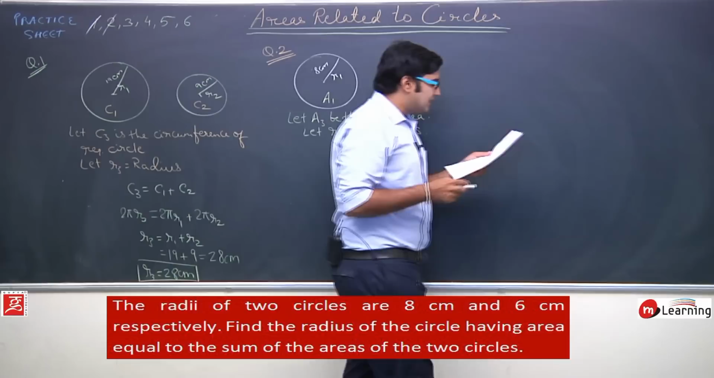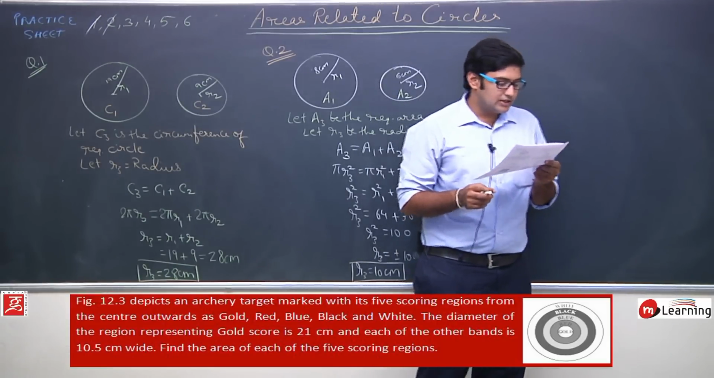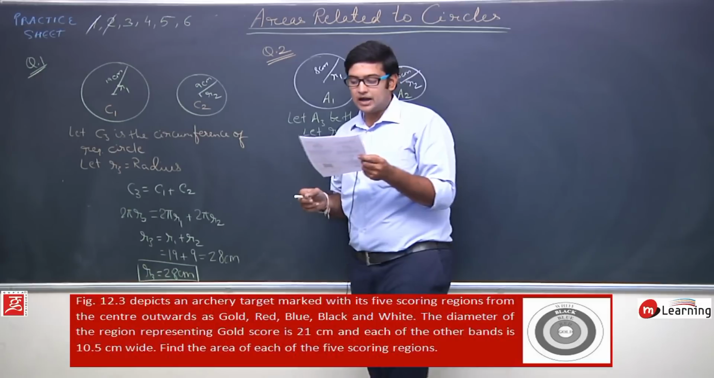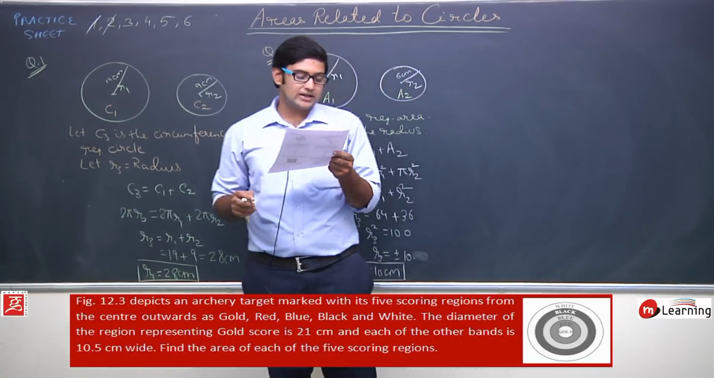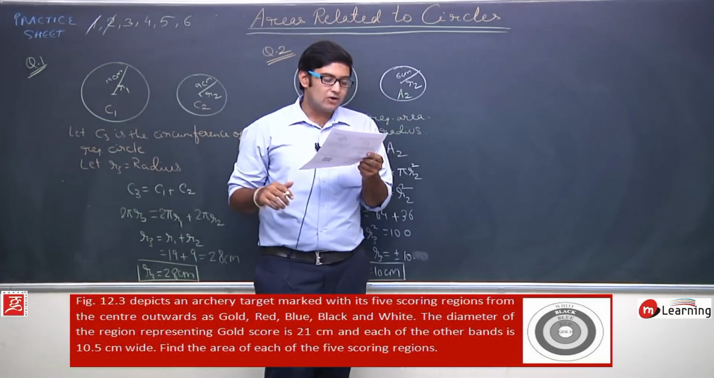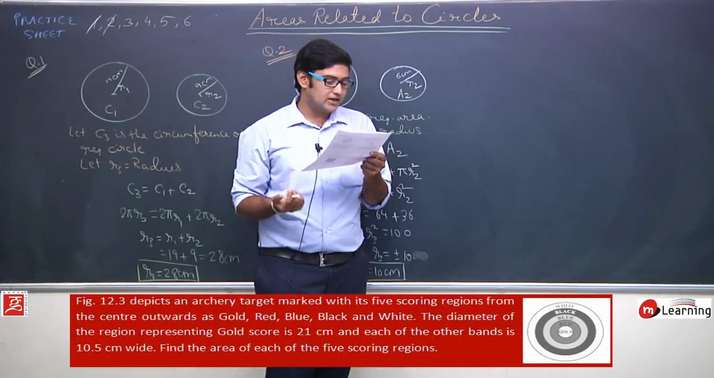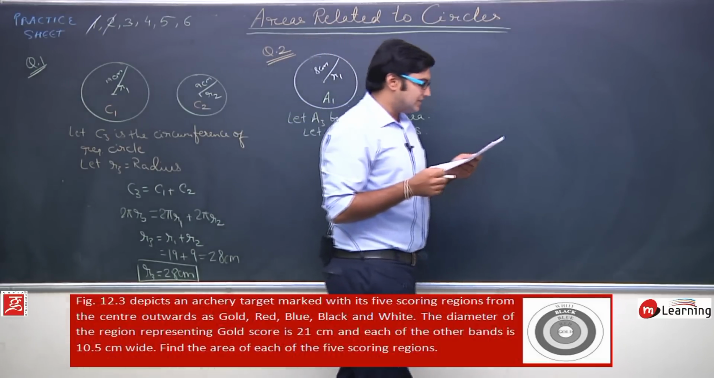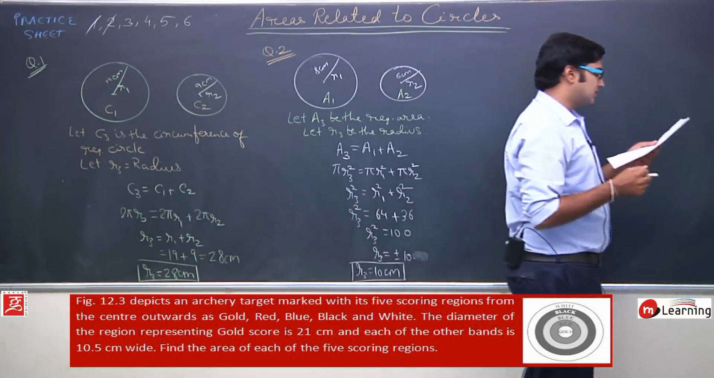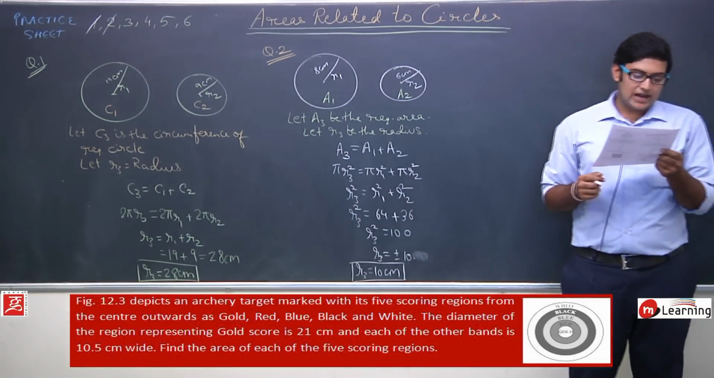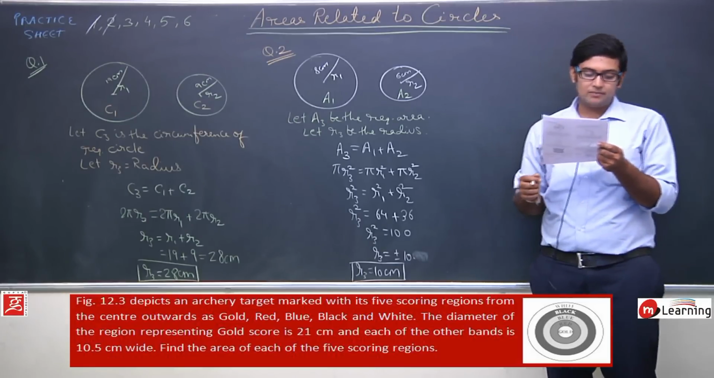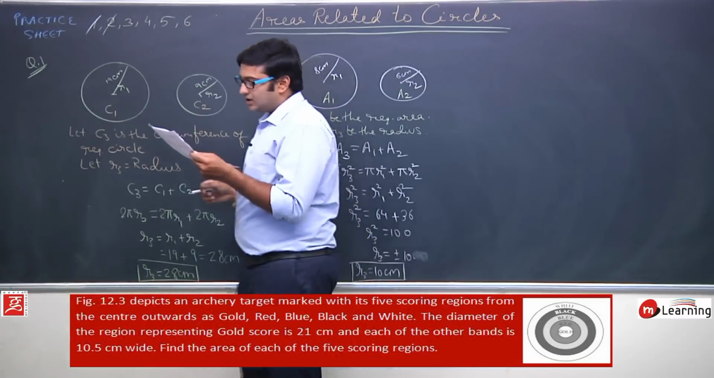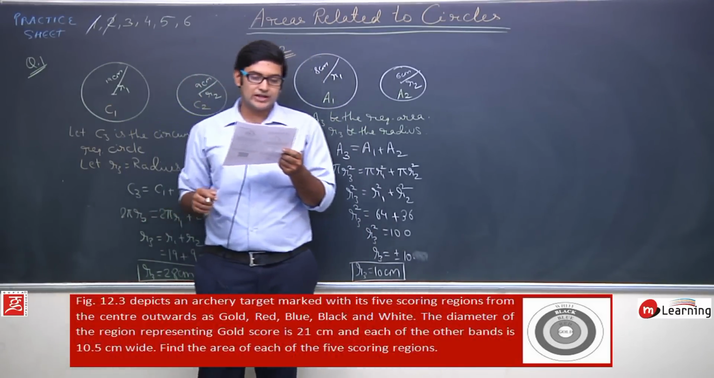Now let us solve the third question. In the given figure, it depicts an archery target marked with its 5 scoring regions from the center outwards as gold, red, blue, black and white. The diameter of the region representing the gold score is 21 centimeters and each of the other bands is 10.5 centimeters wide. Find the area of each of the 5 scoring regions.